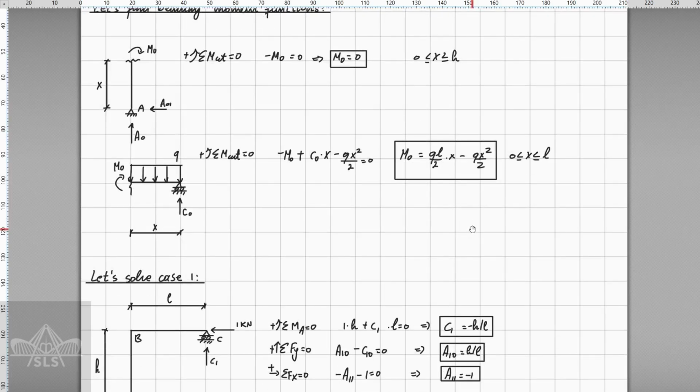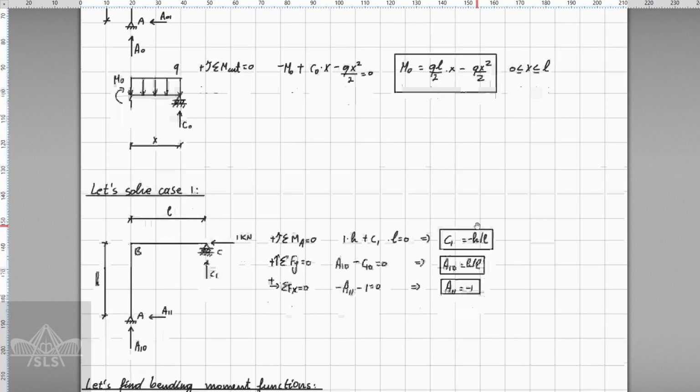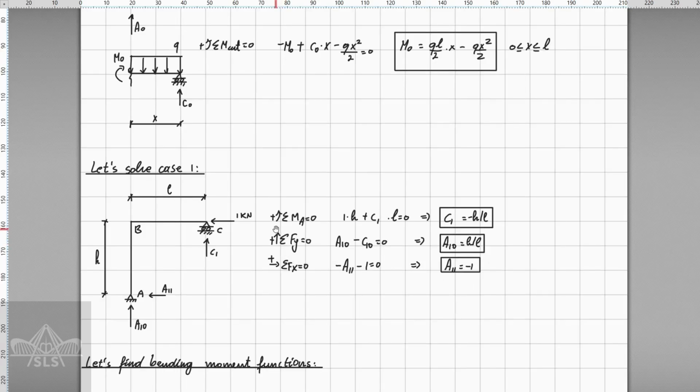Next, we continue to solve for case 1, and now we do the same. We just apply the equilibrium equations in order for us to determine the value of the support reactions. Take sum of bending moments at point A equal to 0, and then we determine the value of C1. Next, we take sum of forces in y equal to 0, and we determine the value of A1y. And if we take sum of forces in x, now we are going to have a component A1x, as there is a lateral force acting on the structure, which is going to be shown here.